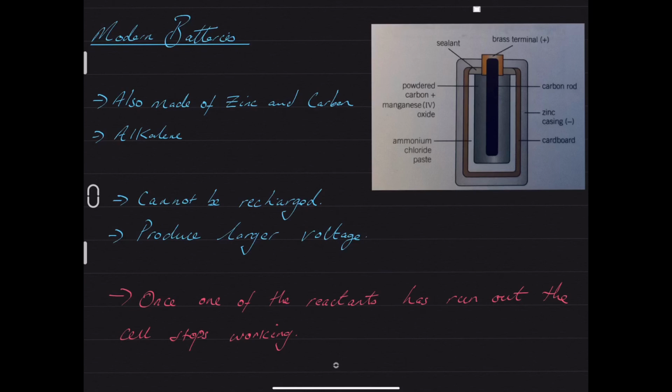So can you just take this down for the modern batteries, just a summary of what a modern battery is, and you can quickly sketch a diagram or you can take a screenshot of this cell and include it in your notes.